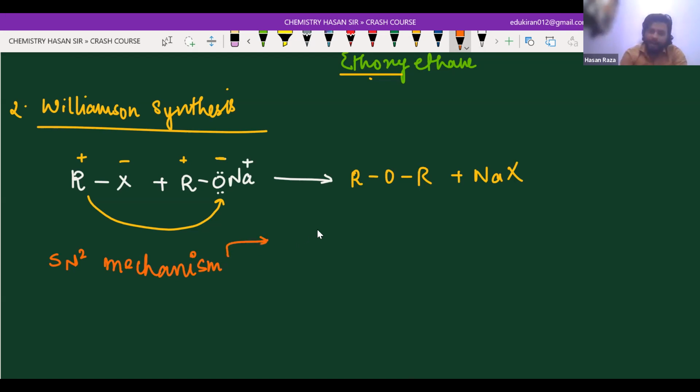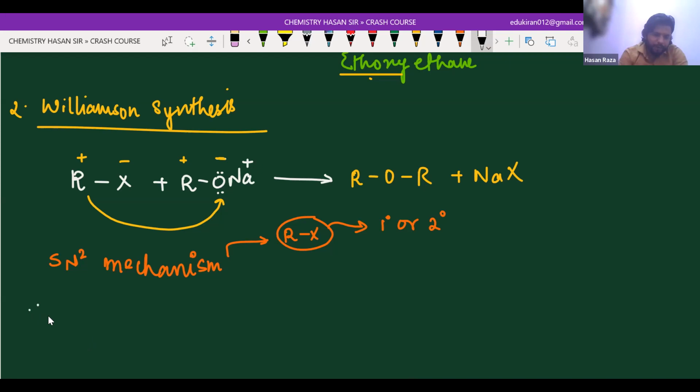That means the alkyl halide RX we are talking about should be 1 degree or 2 degree. It will not go for 3 degree, because for 3 degree the SN2 reaction is very slow because of the steric hindrance. So I'm going to write a point here.